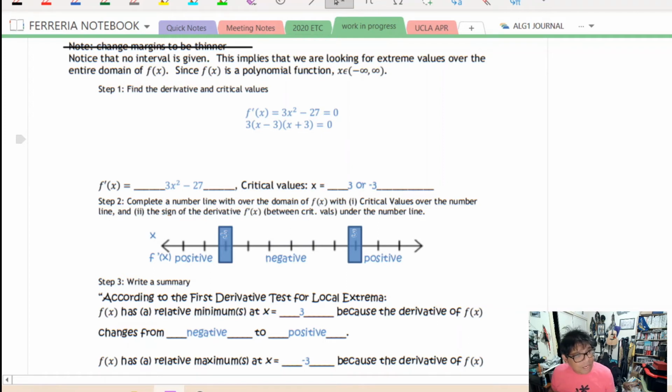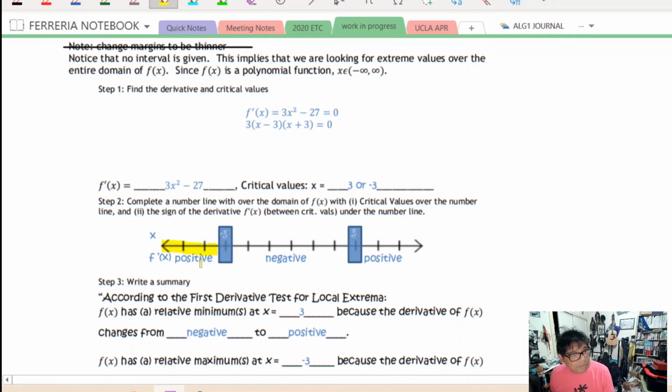To the left of negative 3, if we substituted, for example, negative 10, we would definitely get a positive number. Negative 10 squared is 100. 3 times 100 is 300. 300 minus 27, yes, that's positive. So we got a positive over here on the left side.